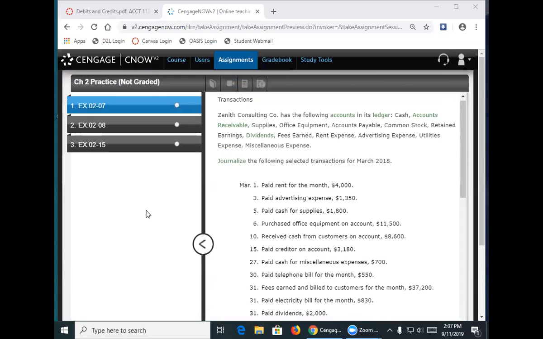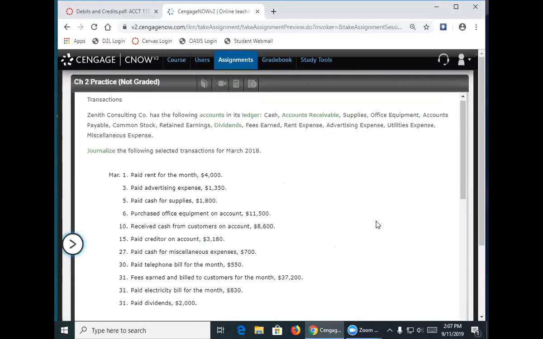Okay, so we are ready to start chapter 2. I gave you this handout, and this is a breakdown of debits and credits. If you did the little adaptive learning plan, you hopefully know a little bit about what debits and credits are and what that means.